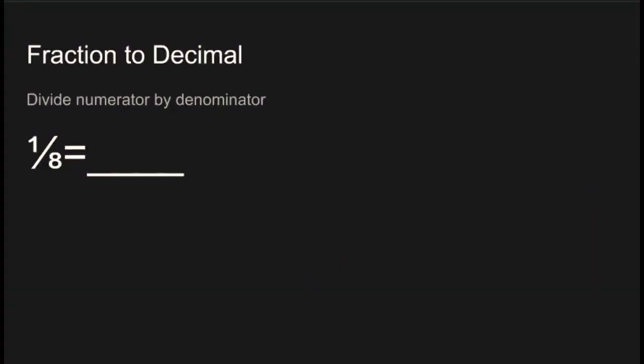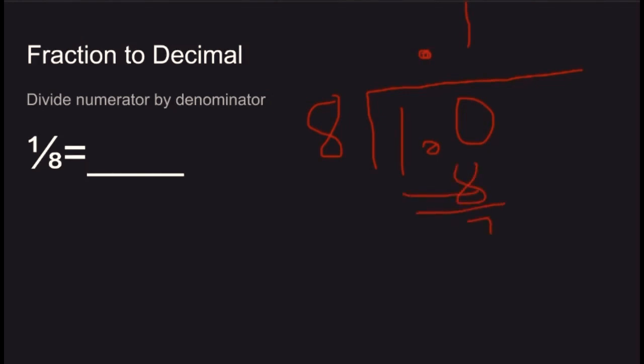Fraction to a decimal. So we're going to divide the numerator by the denominator. So in this scenario, we're going to divide 1 by 8. So we're going to make our little long division here. We'll put our 8 on the outside. Start by giving ourselves a decimal place. So we're going to do 10 divided by 8. That's 1. We're going to subtract our 8. And then that'll give us 2.